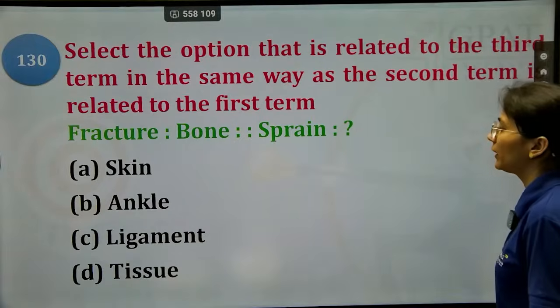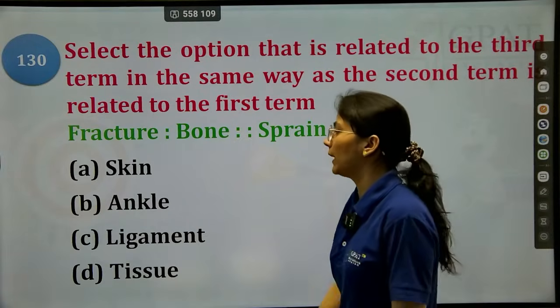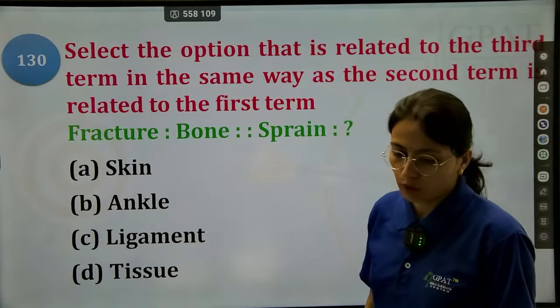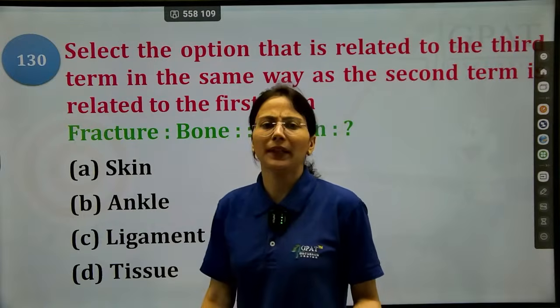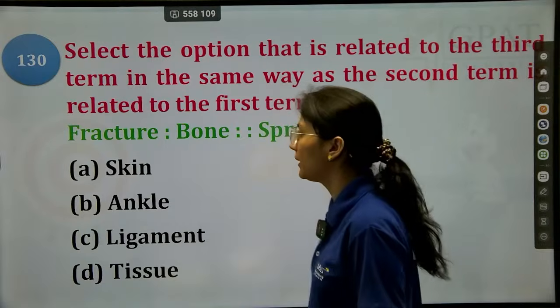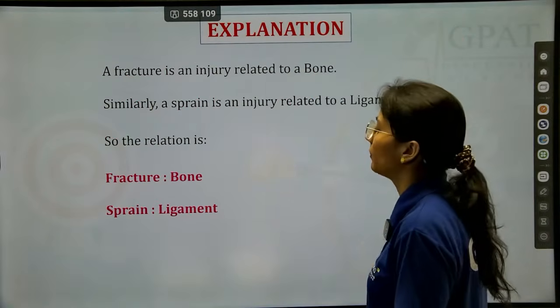Fracture is related to bone, sprain is related to what? The options are skin, ankle, ligaments or tissue. So the correct answer is what? Where does a sprain happen? In a ligament, so ligament is the correct answer. That is option number C.